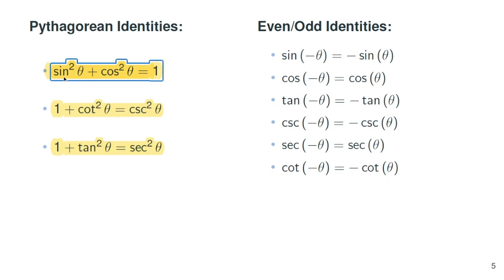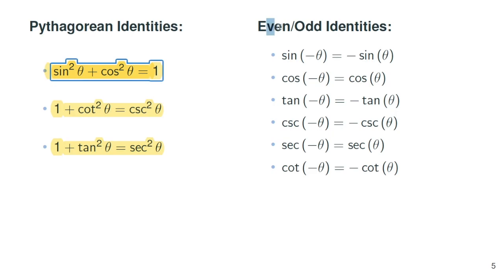If you divide the first one by cosine square theta on both sides, sine square divided by cosine square gives us tangent square. Cosine square divided by cosine square gives us 1. 1 over cosine square is secant square theta. So make sure to remember all these, but especially the first one, since you can deduce the next two.